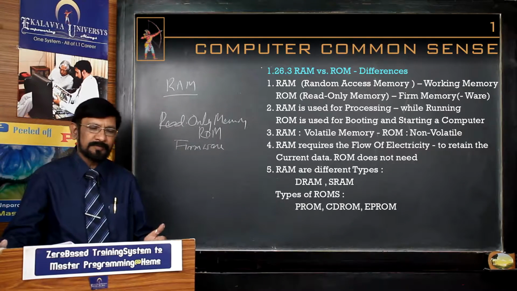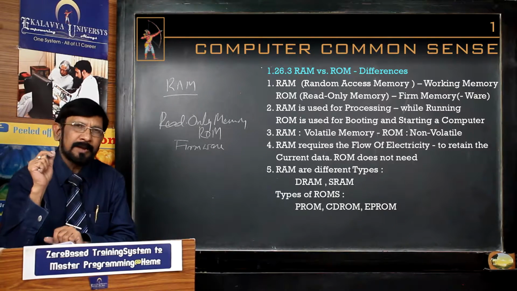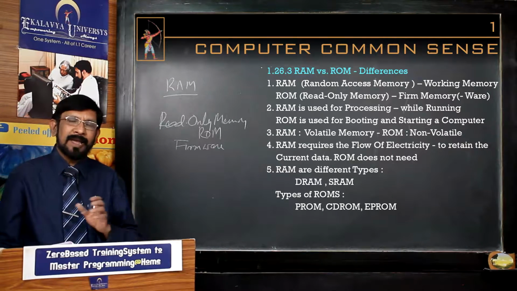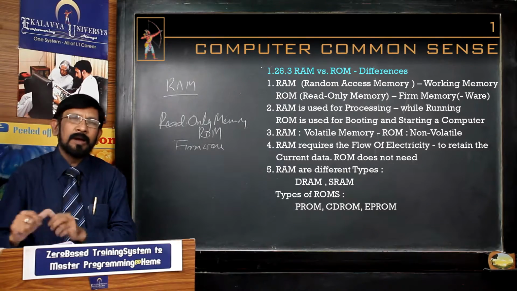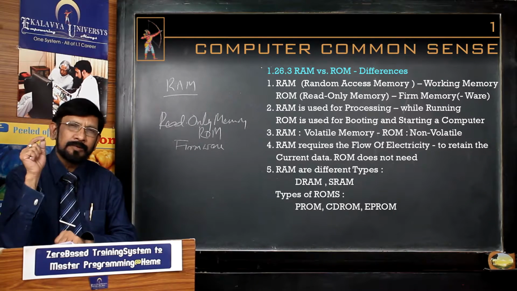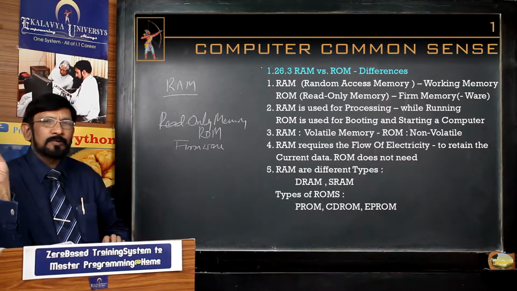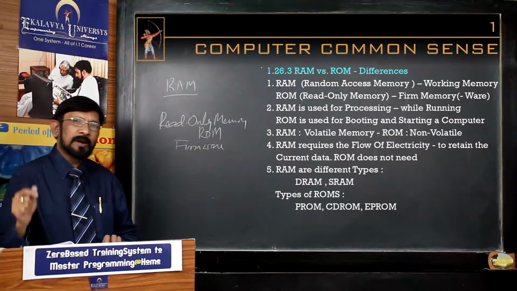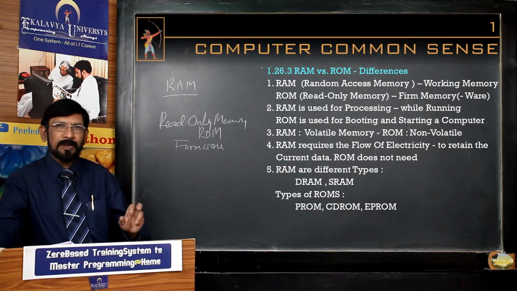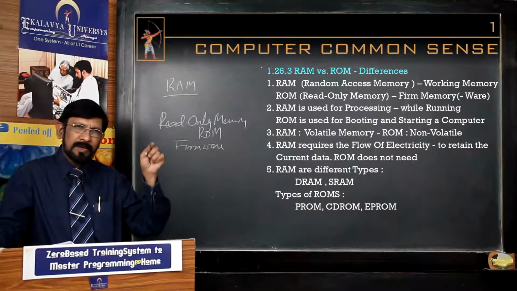Now let us see the difference one by one. RAM, the complete form is random access memory. ROM, read only memory. Next, RAM is a volatile memory and ROM is a non-volatile memory. Third, in order to retain data in RAM, power should pass. If power is not passed, data is lost. For ROM, that is not required. Without power also, the data is retained.